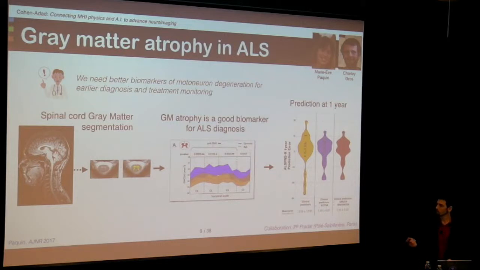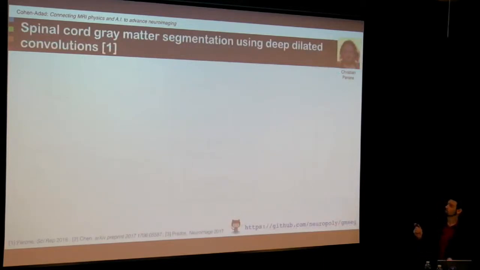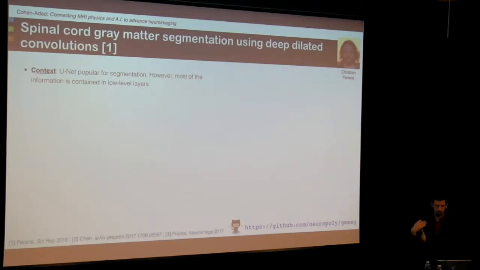Can we make a robust tool for automatic segmentation of the gray matter? That's been the project of Christian Perron, who was a master's student in my lab. The context of his studies was that there is a lack of images and also of manual labels. U-Net has been a very popular method for segmentation tasks, but sometimes the high-level feature maps, the ones at the bottom, are noisy, and most of the information is contained in the low-level layers. So the idea here was to reach higher levels with fewer convolutions.